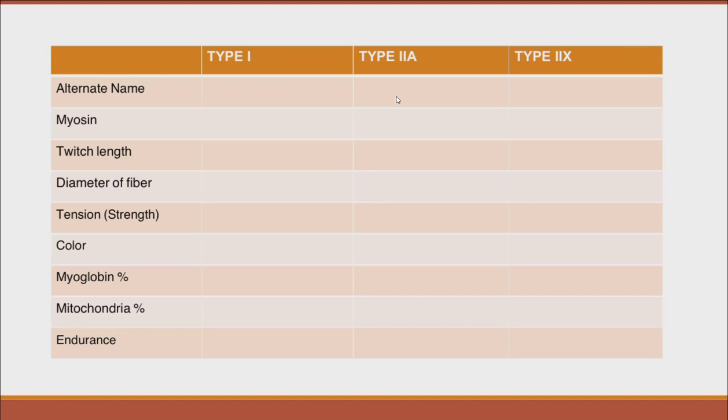So type 1, type 2a, and type 2x also go by names. Type 1 is called slow twitch. And type 2a and 2x are both called fast twitch fibers. But type 2a is called fast twitch oxidative, whereas type 2x is called fast twitch glycolytic.